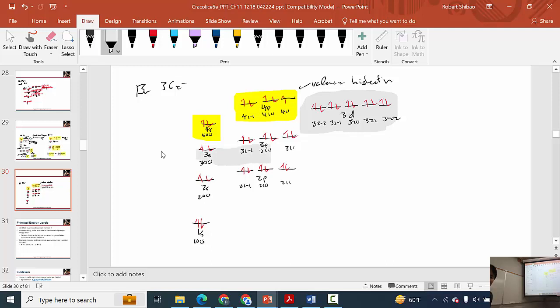And so it's going to go like this. All these are going to be the inner electrons here. And so the outer electrons are shown here in the yellow, and these are going to be the inner electrons, which are going to be shown in gray.